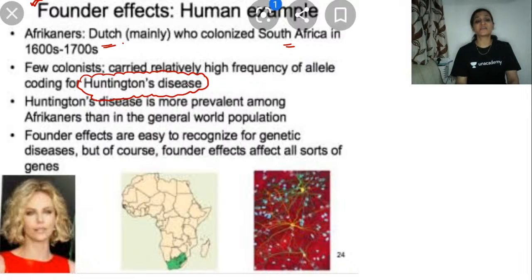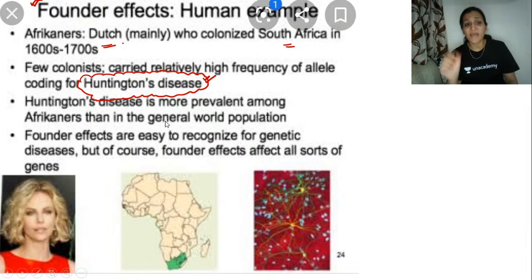So this is a classical example of Huntington's disease, in which people suffer from a kind of dementia or amentia. Founder effects are easy to recognize for genetic diseases, but of course founder effects affect all sorts of genes. Here we are seeing some of the genetic diseases, but all of the genes are affected by founder effects.